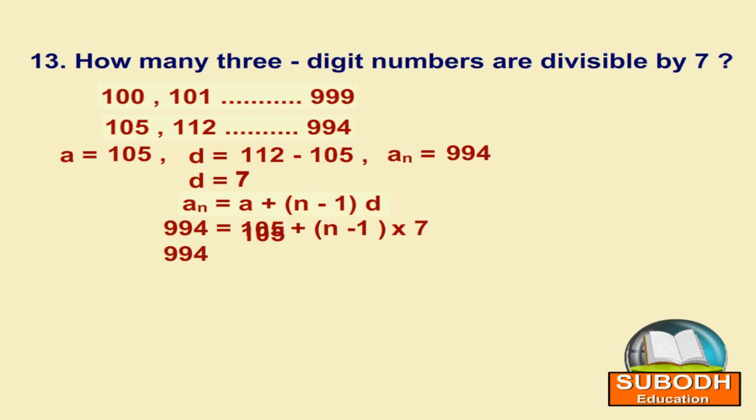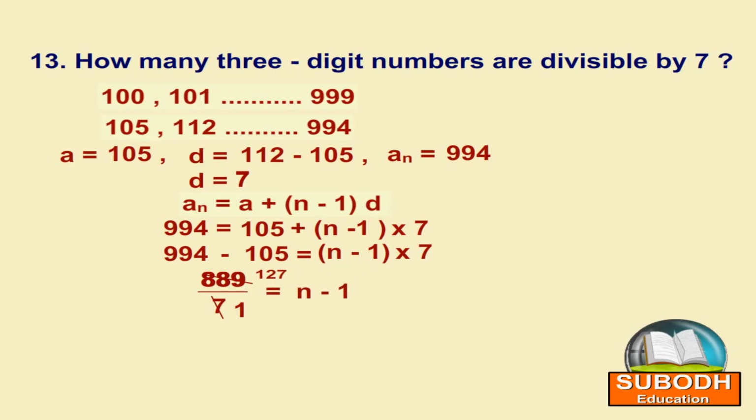994, transferring 105, we get 994 minus 105 is equal to n minus 1 into 7. Subtraction gives 889. Transferring the multiple 7, we get 889 divided by 7. 7 ones are 7, so 889 divided by 7 we get 127, which is equal to n minus 1. Transferring minus 1, we get plus 1, so 127 plus 1 is equal to n. Addition gives 128, which is equal to n.